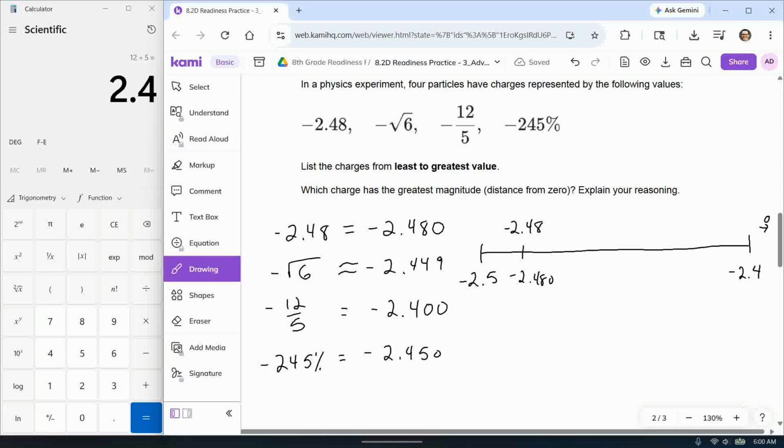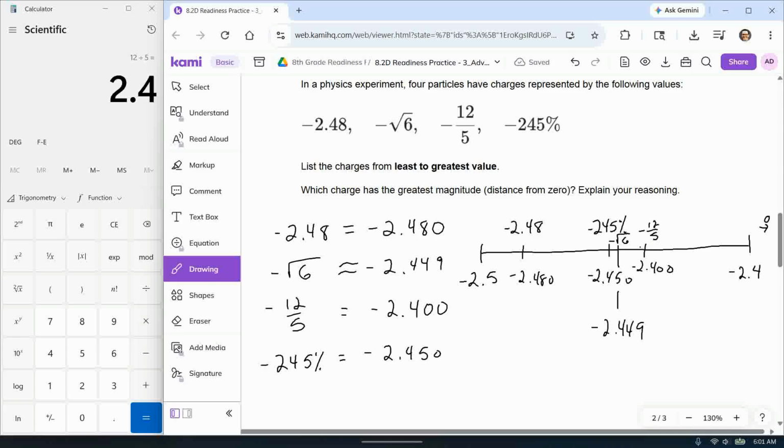So I'm going to do it's my midpoint actually. Negative 2.450, negative 245%. Okay, like right next to it. And so I'm going to draw kind of a line down here. It's going to be my negative 2.449, which is my negative square root of 6. And then I've got a little bit more room here for my negative 2.4, and that's my negative 12 fifths.